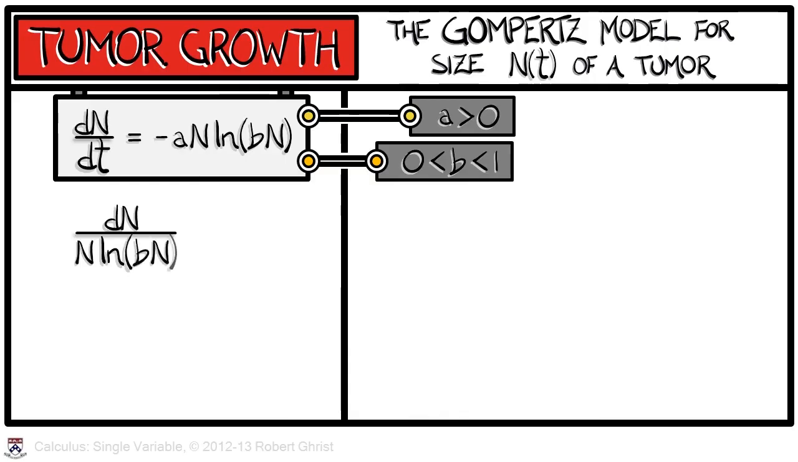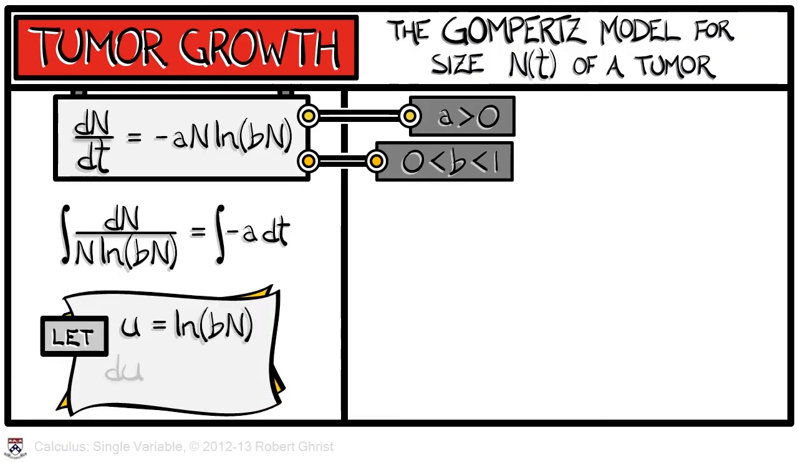Using the method of separation, we move all of the n's to the left-hand side, and we obtain dn over n times log of b times n. On the right-hand side, we're left with negative a dt. Now we need to integrate both sides of this equation. How do we perform the integral on the left? We're going to have to do a substitution.